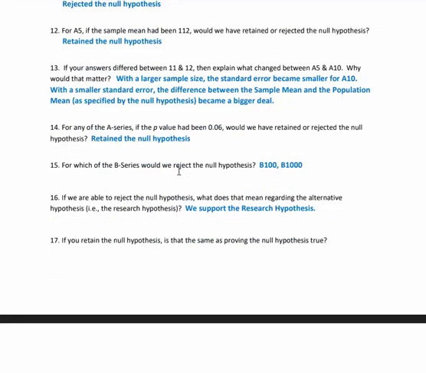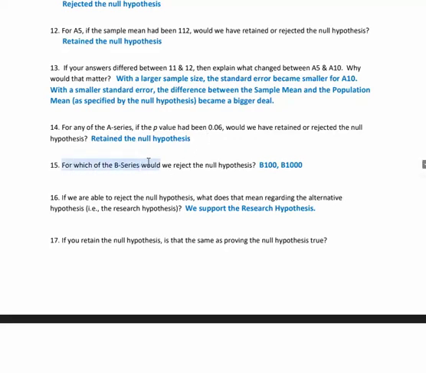Number 14. For any of the A series, if the p-value had been 0.06, would we have retained or rejected the null hypothesis? And the answer is we would have retained it because our p-value would be greater than the alpha level of 0.05. If the p-value had been 0.05 or less for any in the A series or any of the problems that we'll be doing in our course, we'd reject the null.